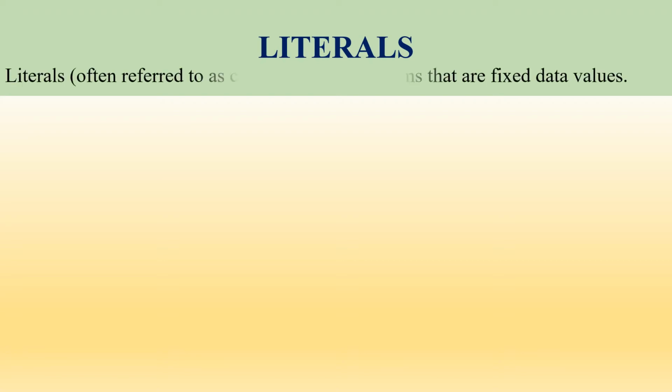Literals. Literals are also referred to as constants, and these are the data items that have fixed data values throughout the program. Just for example, when we are writing the program of finding out the area of a circle, there is one value which remains constant throughout the program, and that is the value of pi, which is 3.14. So we may declare it as a literal.